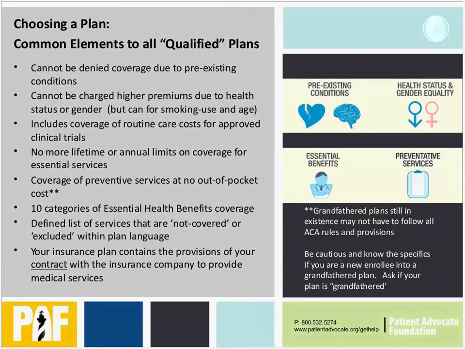There's 10 categories of essential health benefits coverage. They all have to be represented in the plan. There has to be a defined list of services that are not covered or excluded within the plan language and made visible to you. And your insurance plan contains the provisions of your contract with the insurance company to provide medical services.